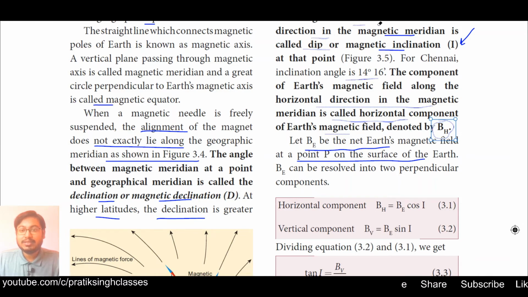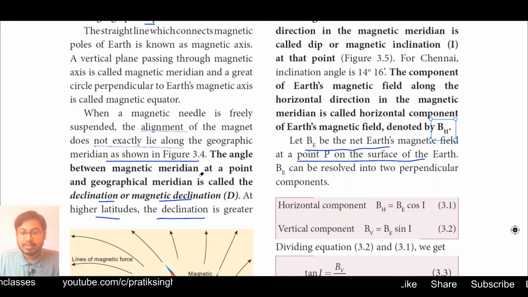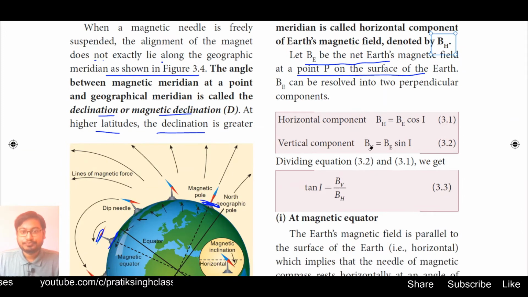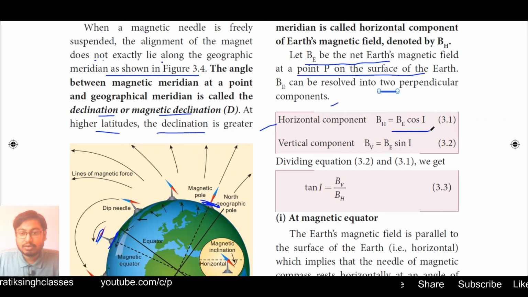As you have studied in vector algebra, a vector can be resolved in x-axis direction, that is horizontal component, and y-axis direction, that is vertical component. Let us see what is given here. Then B can be resolved into two perpendicular components. One is the horizontal one, that is BH is equal to B cos I, and the other is the vertical component, that is BV is equal to B sin I.